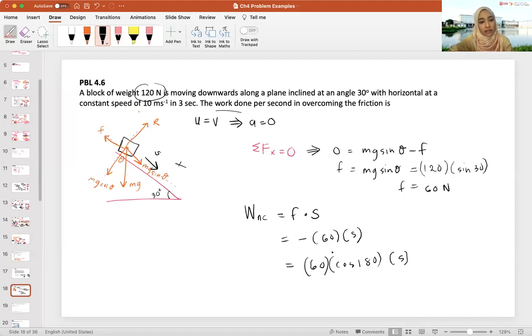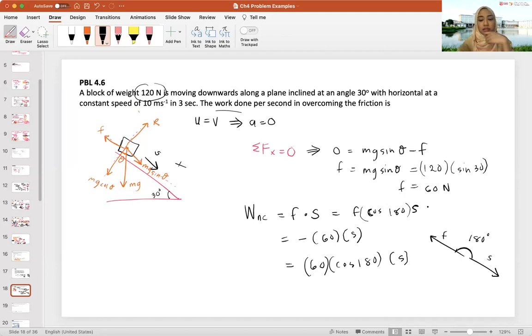Both are correct, no problem. How did I get the cosine 180? We talked about this earlier. So F is in the opposite direction with S. The angle between them is 180 degrees. This is the equation for work done, the basic equation for work done. This is the angle between the two vectors. I like to put it in the middle because it reminds me that this is the angle between the two vectors. This is why I put it in the middle instead of at the end.